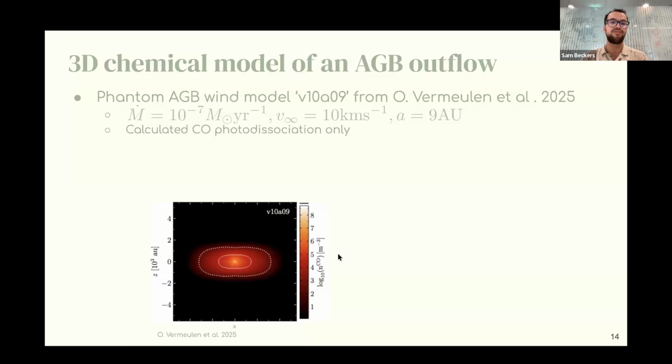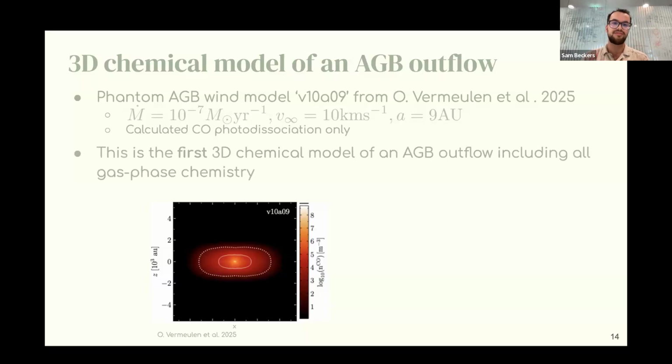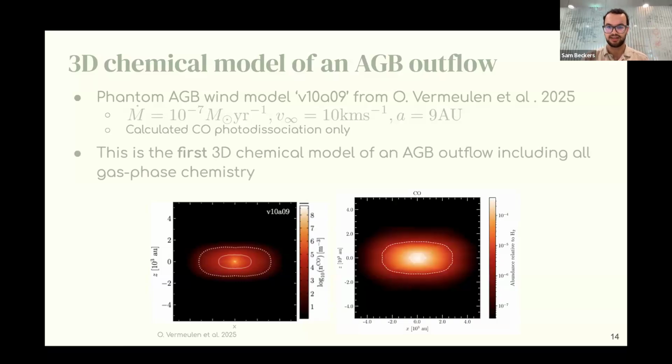And the cool thing about our model is that we've got actually the first 3D chemical model of an AGB outflow that includes all the gas phase chemistry. And that looks like this. So you see that this is quite a bit different, and that's actually because there is more chemistry happening. So there's also CO, also in XZ, and you see that, for example, those contours are a little bit different because there is just more chemistry happening here.